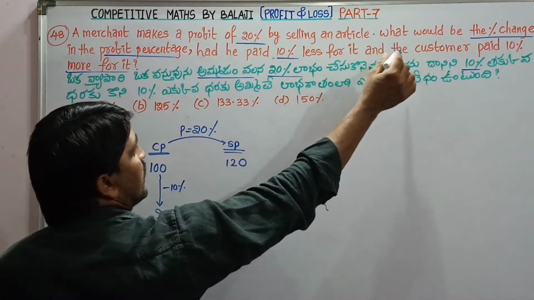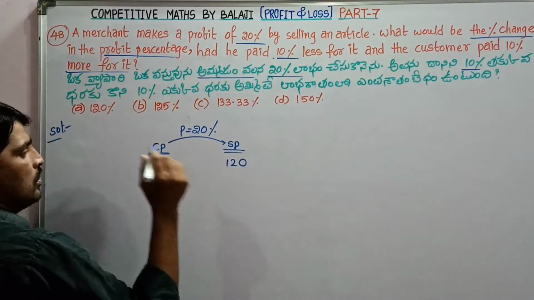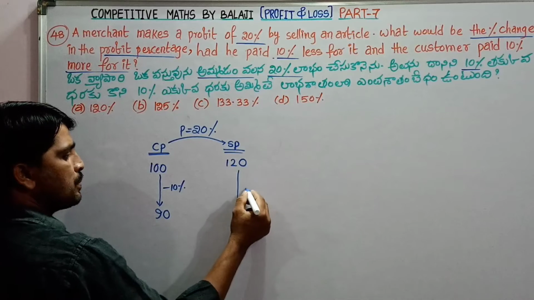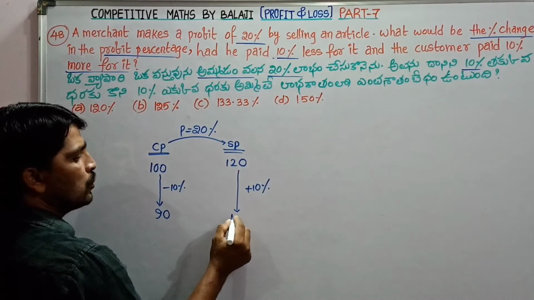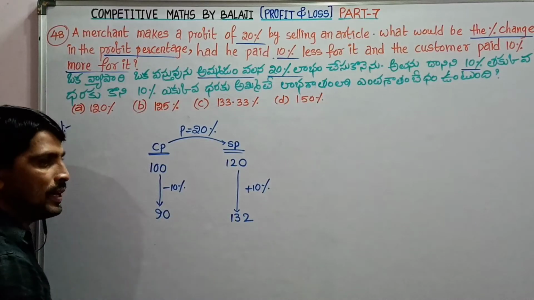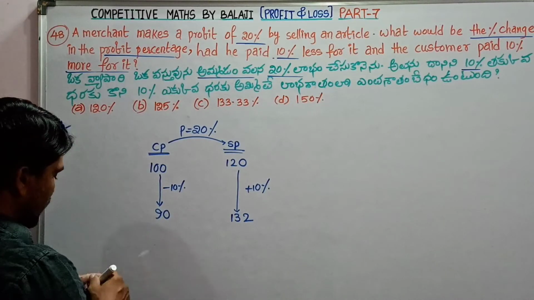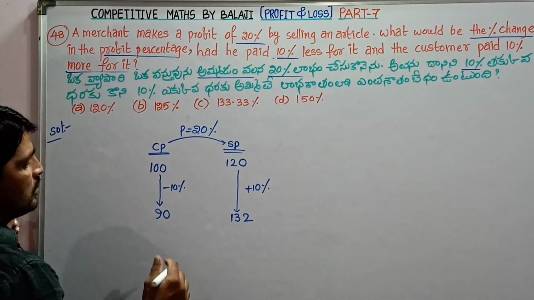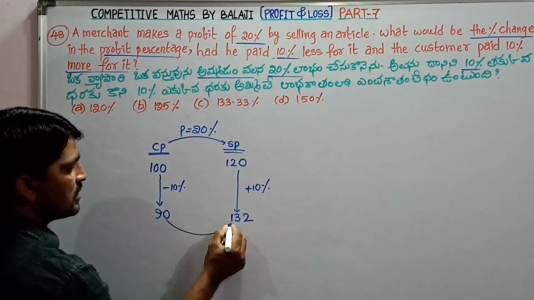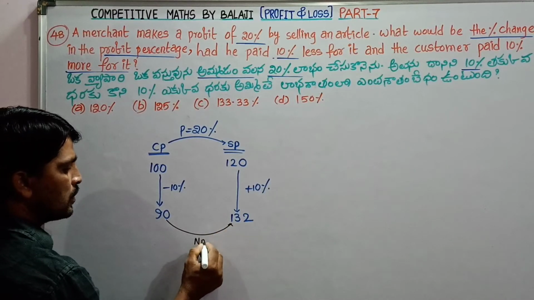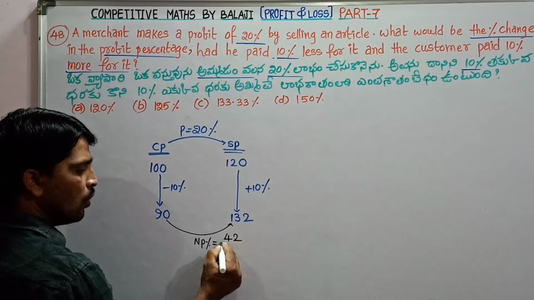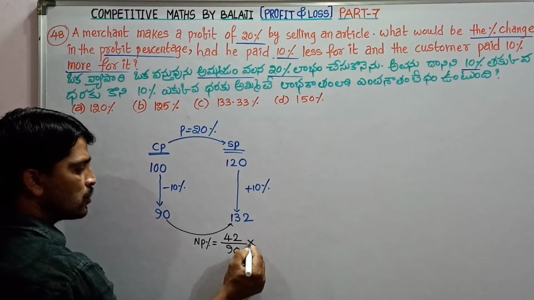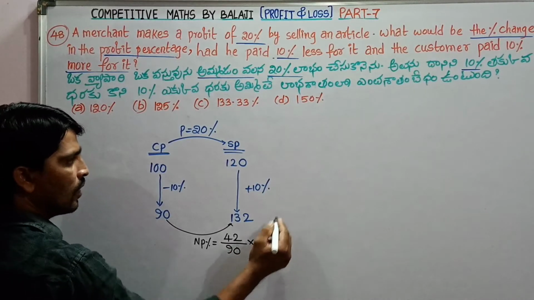And the customer paid 10% more, that is SP increases by 10%. 10% of 120 is 12. So new SP becomes 120 plus 12, 132. Then what is new profit? New profit percentage. New profit is 42 units over 90 units into 100%.